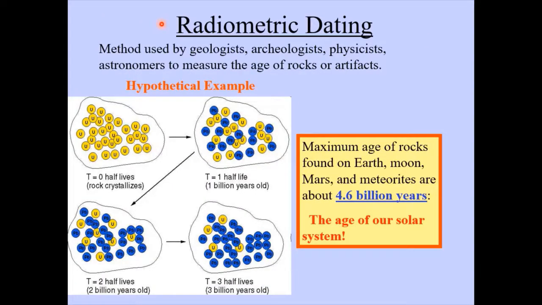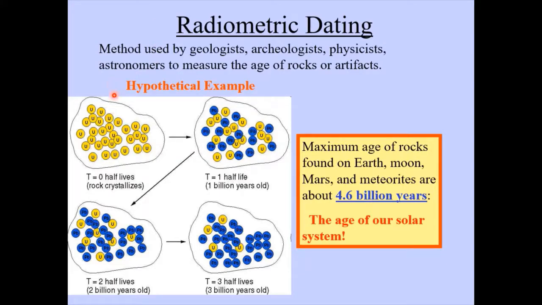Another interesting application of nuclear physics is the concept of radiometric dating. This is a method that's used by geologists, archaeologists, physicists, and even astronomers to measure the age of rocks or artifacts, including meteorites. The way this works, and we won't worry too much about the details here, is sort of a hypothetical example.